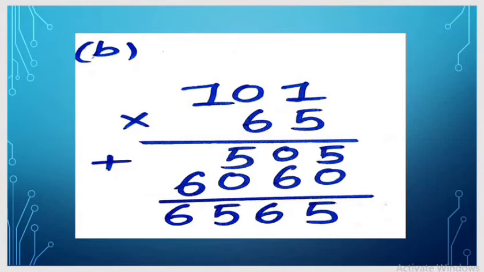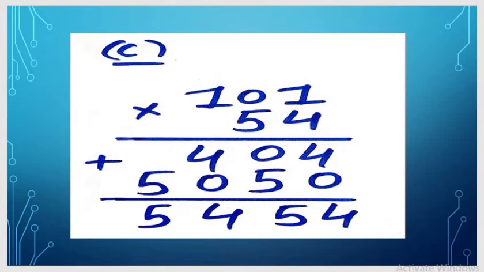I hope you all understood better. Now we move on to question number C. So let's see question number C. What is question number C? 101 multiplied by 54.